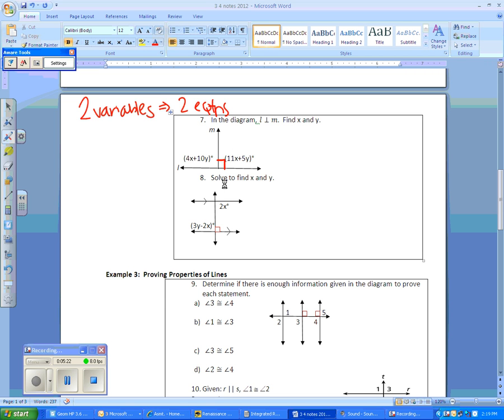Okay, so what are the easiest equations I could do? A lot of people like to add these up. They like to say 4x and 11x is 15x, and 10y and 5y is 15y. But then they get stuck. Or what do I do after that, right? So don't do that. We need to have two equations.